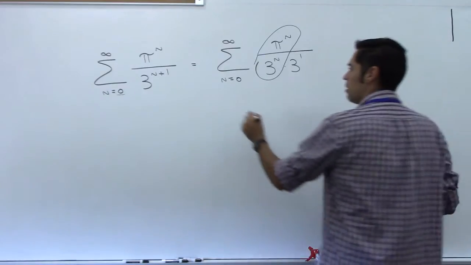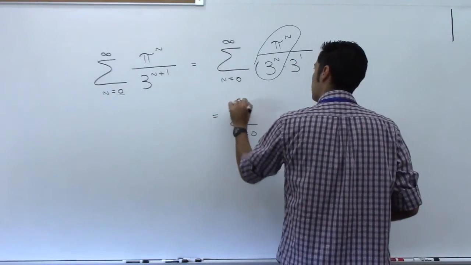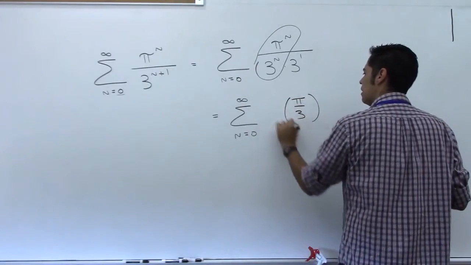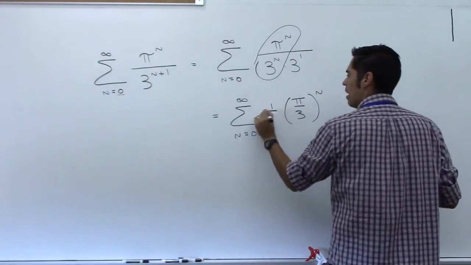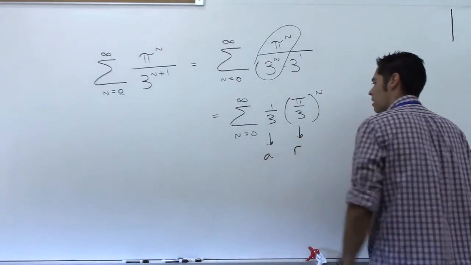So what I'll do now is I'll rewrite this, sum n equals 0 to infinity. Now I have pi over 3 to the n, that's those two, and then here I had a 1 over 3, so my a is 1/3. So a is 1/3, r is pi over 3.